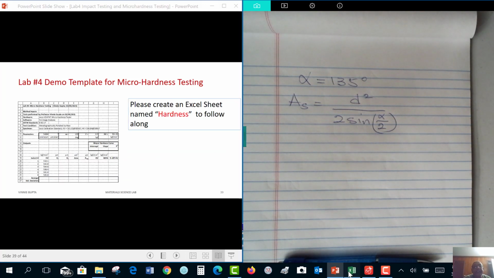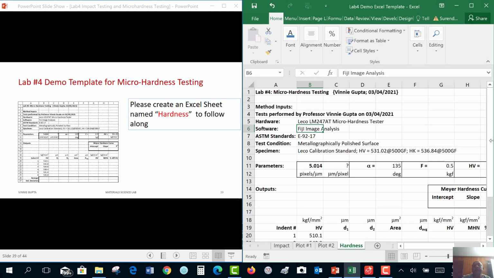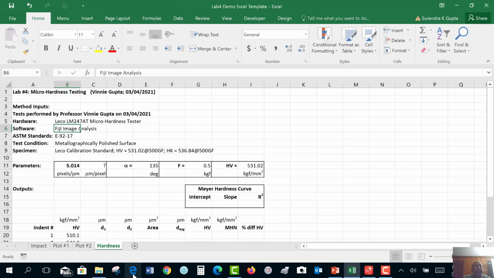Let me fire up my spreadsheet. Here is my spreadsheet, named hardness. I performed these tests a few days ago. This is our tester. We are going to use the ASTM standard. We have a metallographically polished surface. For my demo sample, I'm using a LECO calibration standard. For your assignment sample, I'll be giving you a 1018 steel. For this standard, we know the Vickers hardness at 500 gram force is 531.02. And it is also used for Knoop calibration, so I'm just listing it here for completeness.